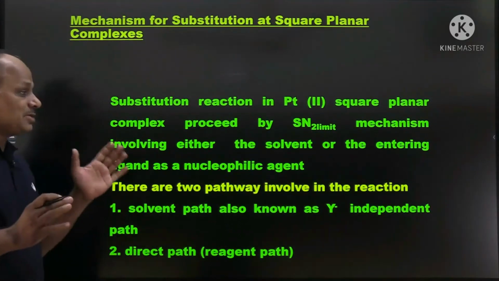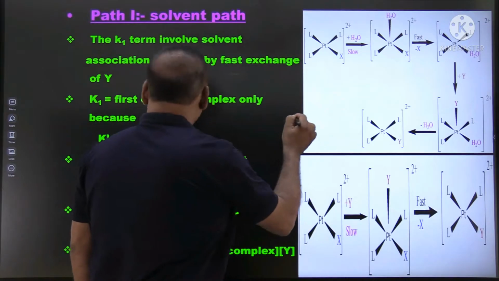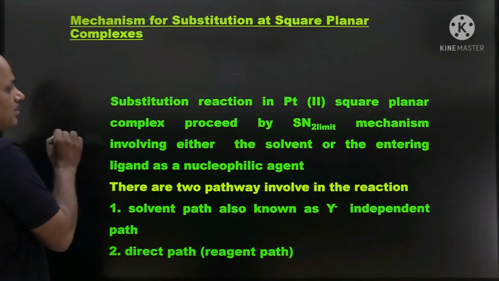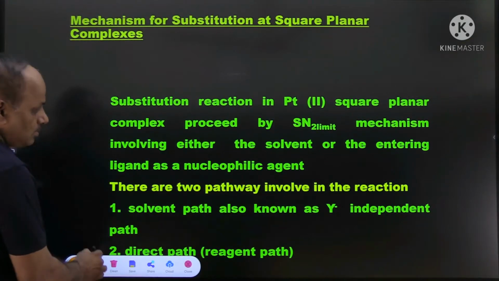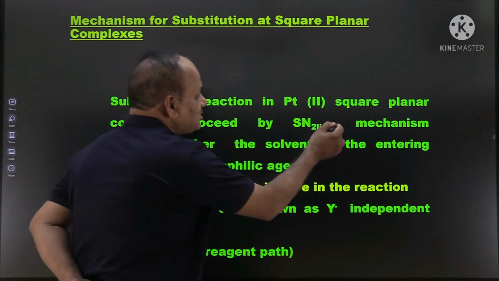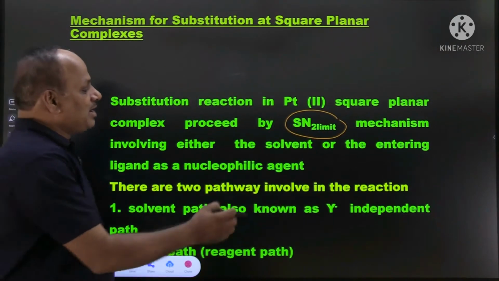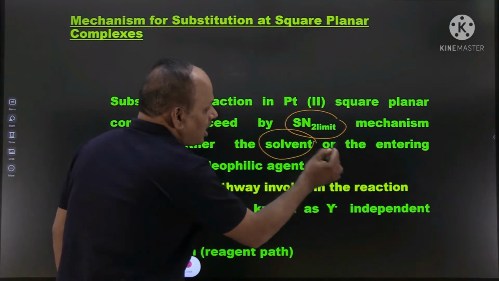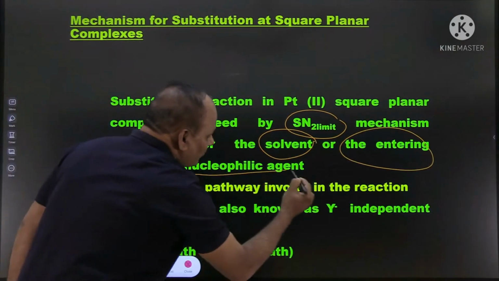Here, substitution reactions in platinum(II) square planar complexes proceed by an SN2 limiting mechanism, involving either the solvent or the entering ligand as a nucleophilic agent.